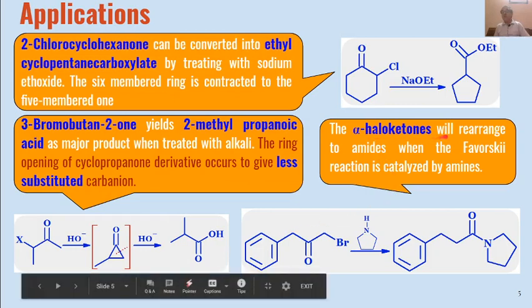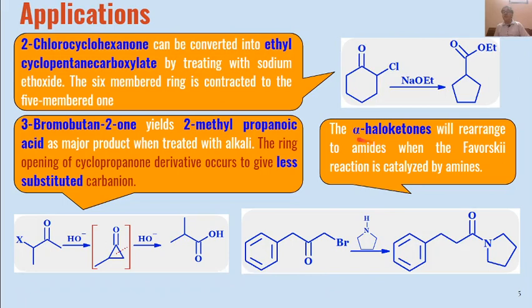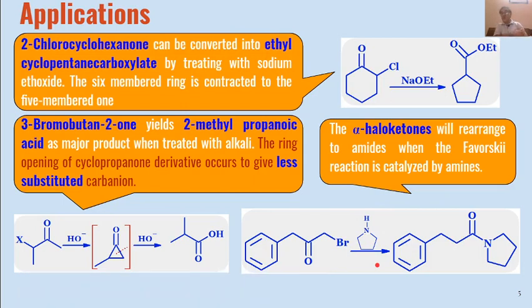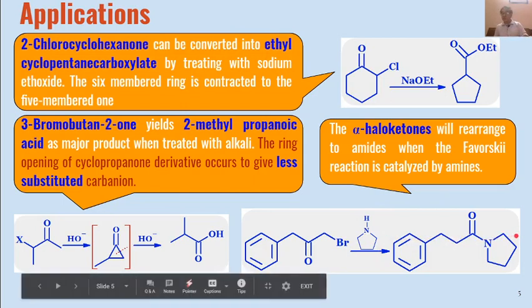Then if we use amines as the base, the product formed through the Favorskii rearrangement in the case of alpha-haloketones will be amides. So for example, if we are having this type of alpha-bromoketone and this secondary amine is used as the base, then the product formed will be this one. This type of amide will be formed.